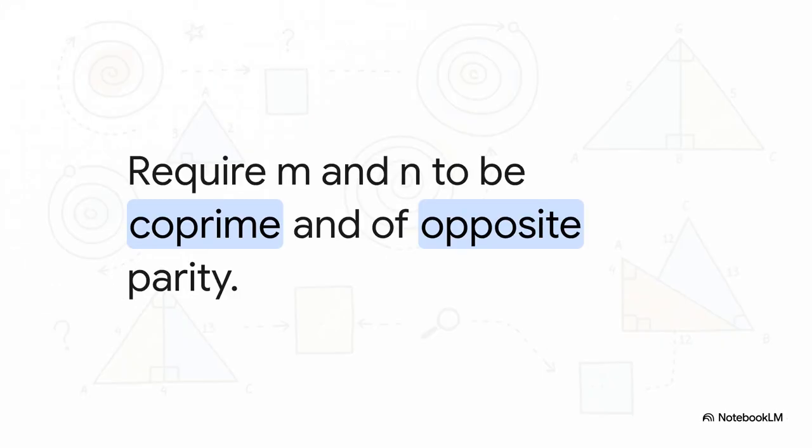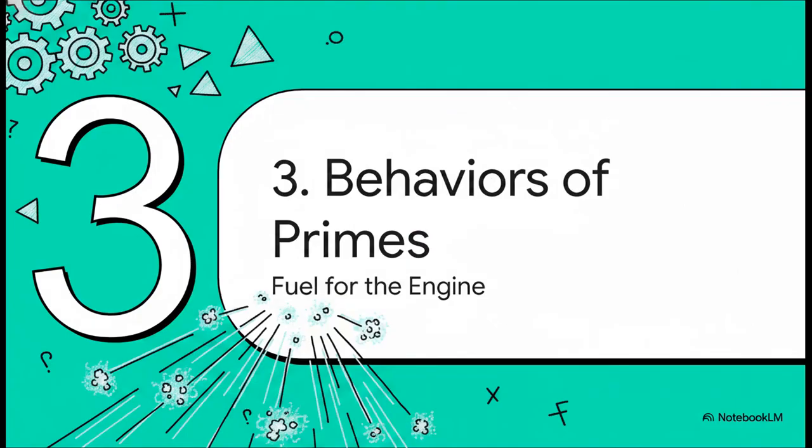Now, just a quick clarification here. If we want what's called a primitive triple, meaning the sides don't share any common divisors other than 1, like that 3, 4, 5 triangle, our starting numbers m and n need to be coprime and have opposite parity. So basically, one has to be odd and the other has to be even. Which brings us to part 3, the three behaviors of primes.